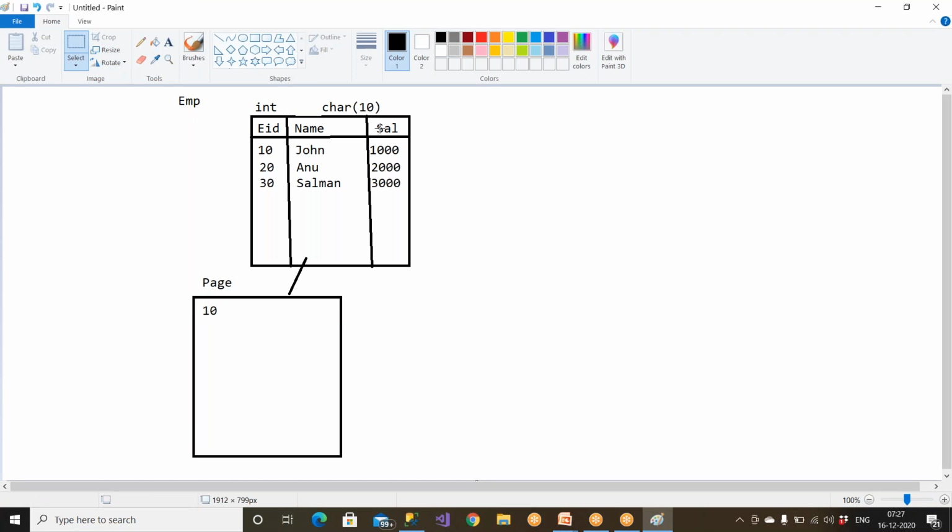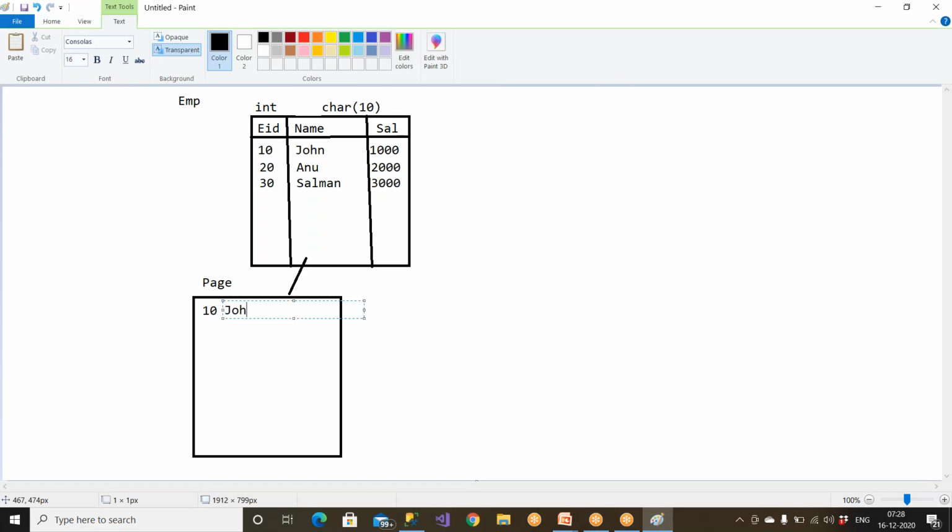Okay, if I have character written, what happens here? So the 10 is going to be stored in the page. Next, you will have John. John occupied only 4 letters. Fifth, sixth, seventh, eighth, ninth, 10. Then after that, 1,000 will get stored. Clear? So whether you use all the data or not, it is going to give you 10 characters, but you're taking only 4 characters.